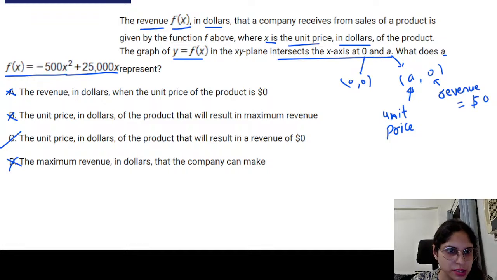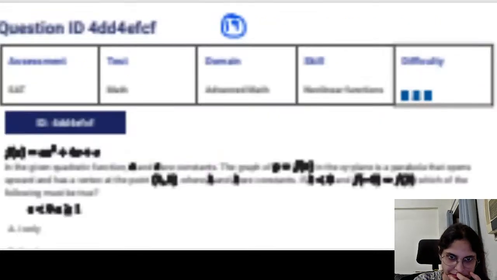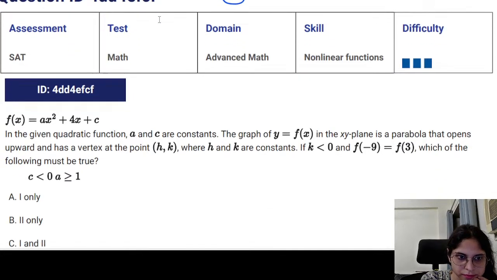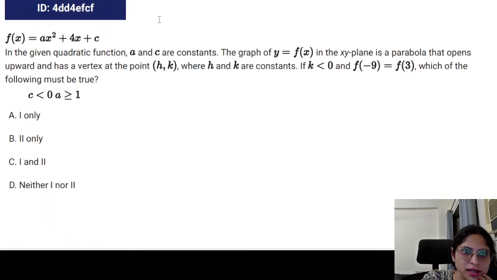So after 16, next question is 19. Yeah, these kind of questions, they're a little tricky. I'm going to mark this question because this is a conceptual question.